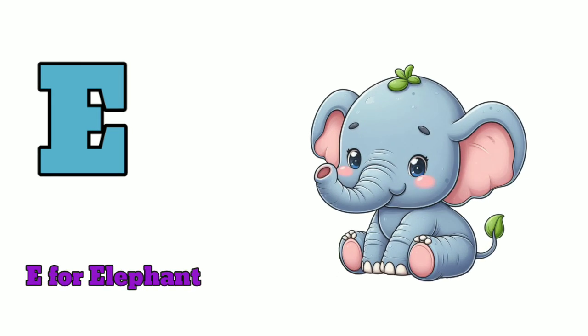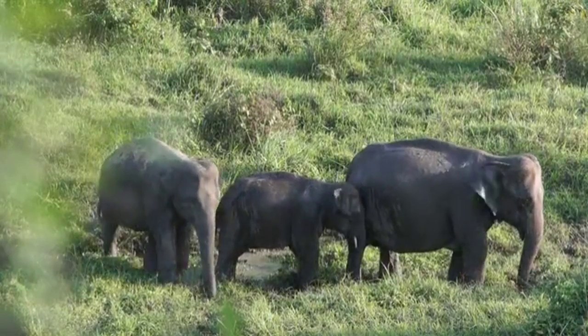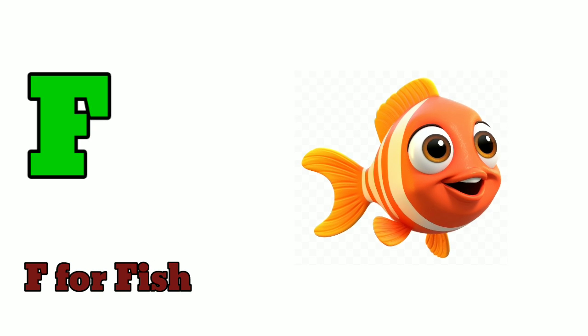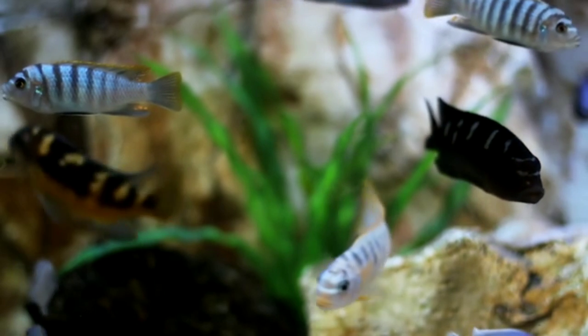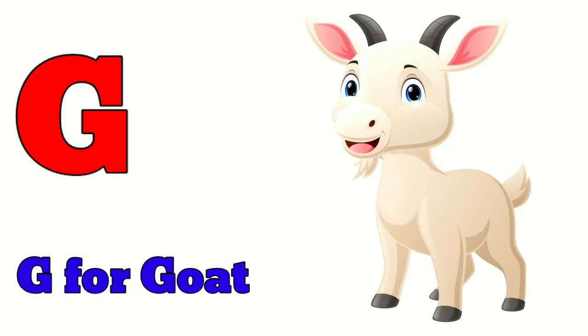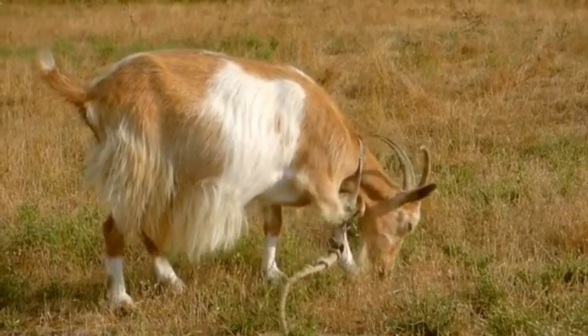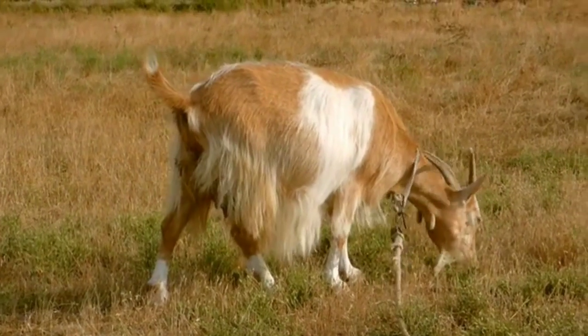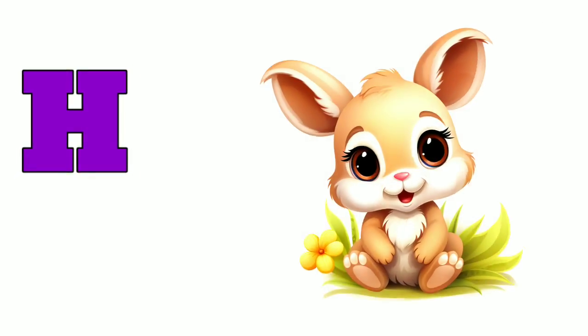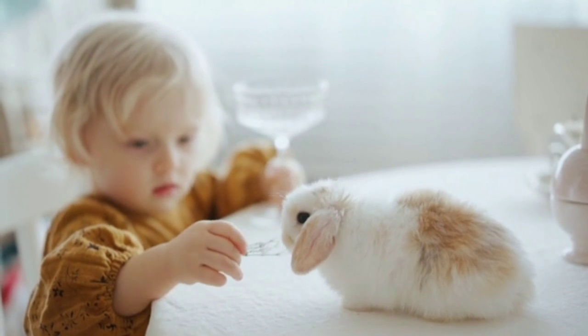E for elephant. Elephant means hathi. F for fish. Fish means machhli. G for goat. Goat means bakri. H for hare. Hare means khargosh.